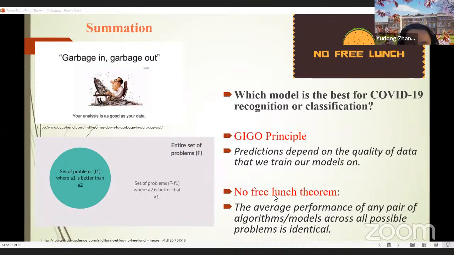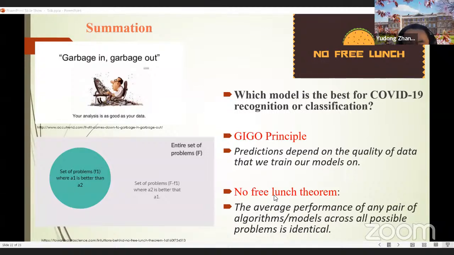And the audience, the attendees here, may raise a question: which model is the best for COVID-19 recognition or classification? The answer is a bit challenging. First, we may need to remind ourselves of what we call the GIGO principle. The prediction depends on the quality of the data we train our models on. You can see from the top left what GIGO means: garbage in, garbage out. So nowadays, evaluating the model does not make too much sense, because sometimes the output of the model depends on the quality of the data, not the model itself.